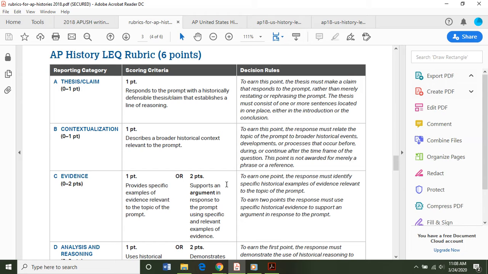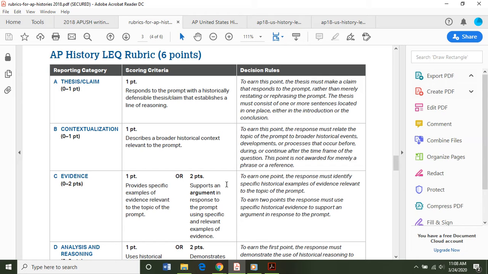Back in 2017, this was my second year as a reader. I ended up grading about 1,000 LEQs on the impact of the 19th Amendment and how much did it change for American women. So I got a little experience with this.